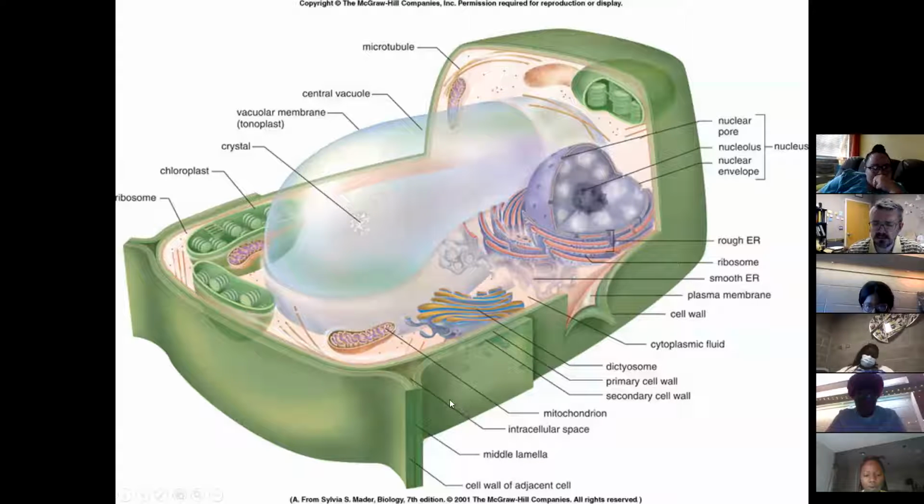The cell wall has space in between the two cell walls of two different plants. This is called the middle lamella, and you've got that space in between. There's even an intracellular space in between the two cells, where the middle lamella expands, I guess you could call it.